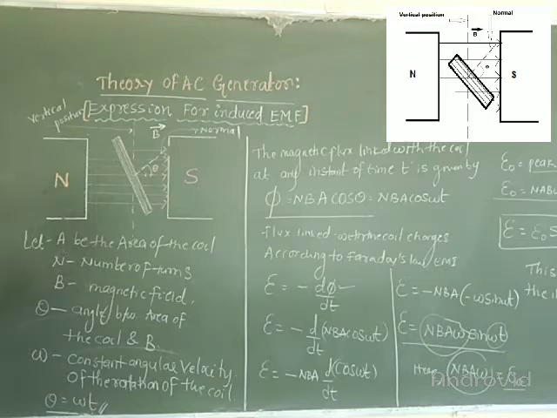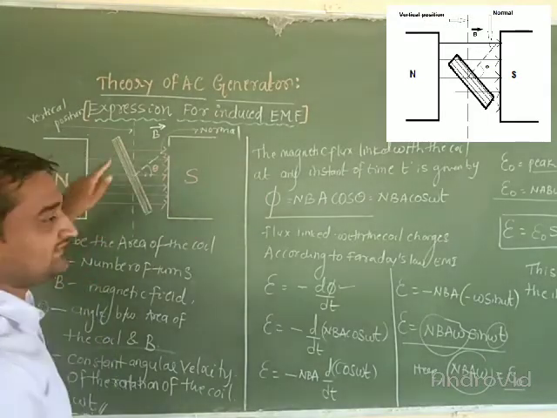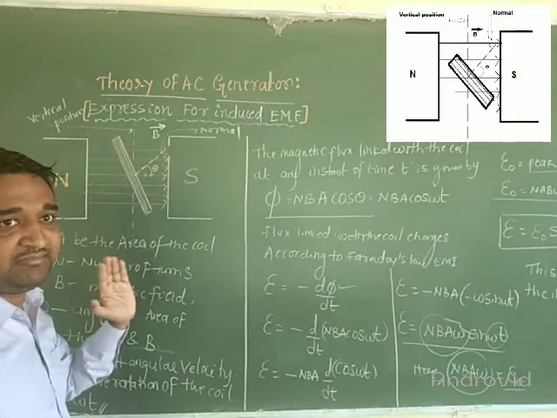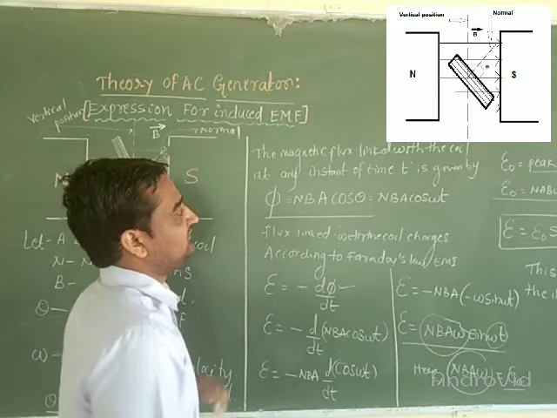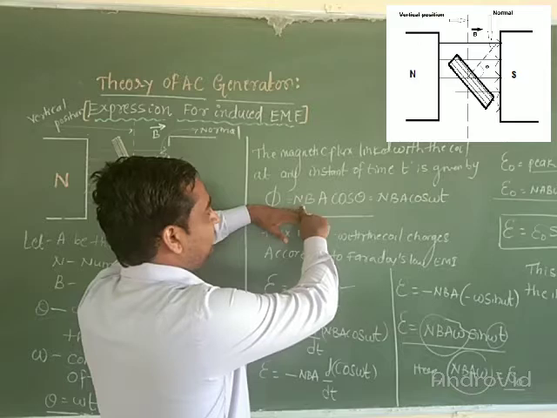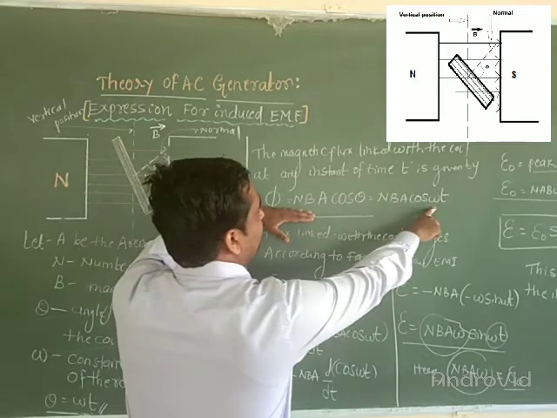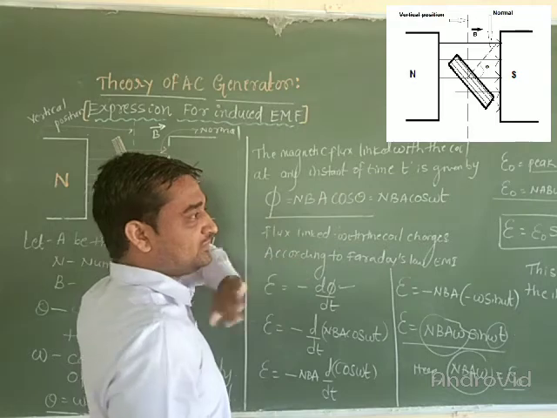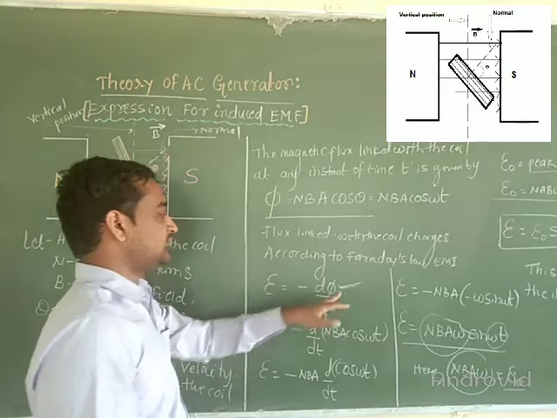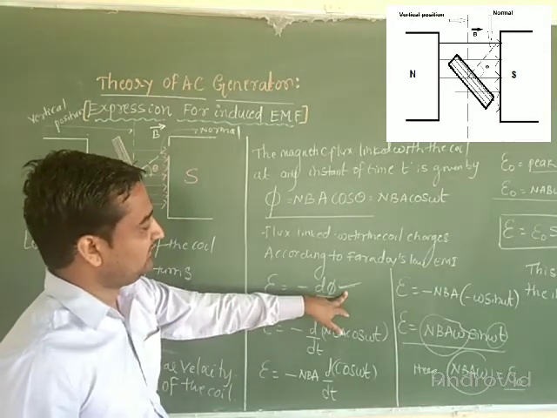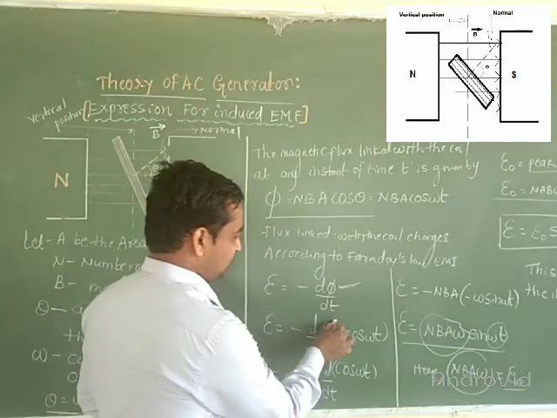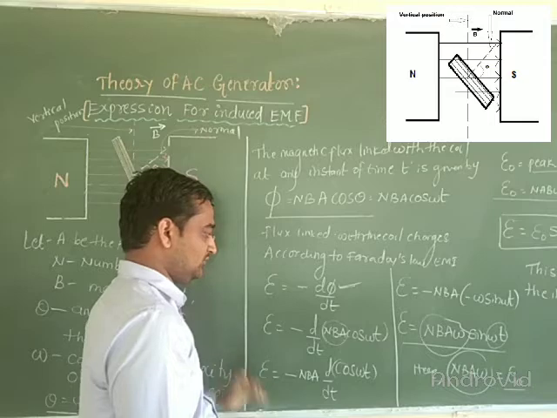So when this coil is rotated in a magnetic field, the magnetic flux linked with the coil changes and hence EMF is induced in the coil. So the magnetic flux linked with the coil is phi equal to, for N number of turns, NBA cos theta, but theta is equal to ωt. So according to Faraday's law of electromagnetic induction, the induced EMF can be calculated using this expression. So substitute the value of phi here. So phi is equal to NBA cos ωt. These three terms are constant here, NBA, take it outside.